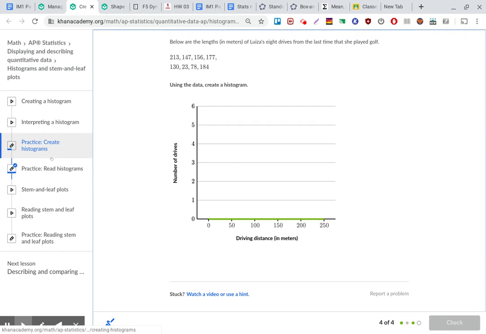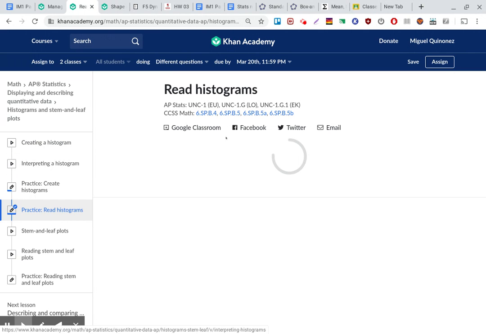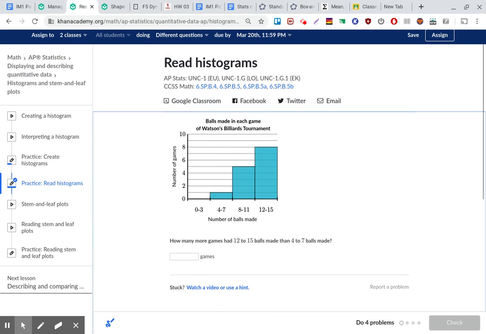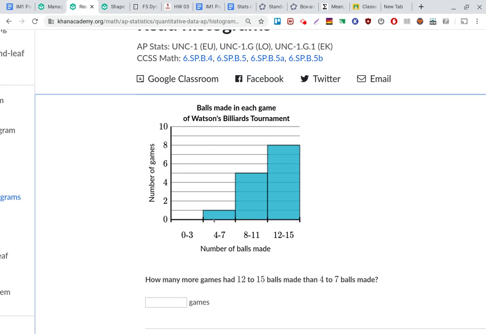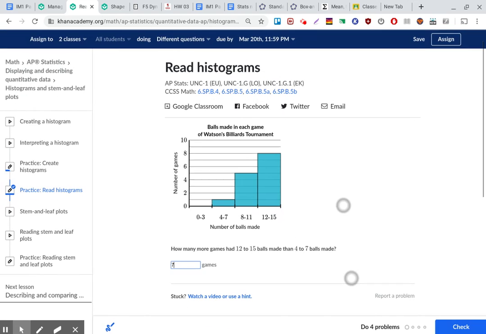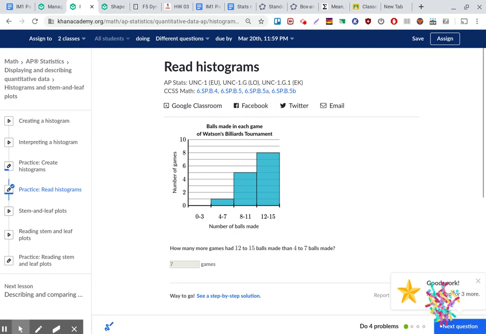All right, the next one is going to be reading a histogram. And in reading a histogram, the graph is already drawn, so you're just going to answer the question. How many more games had 12 to 15 balls than 4 to 7? So 12 to 15, there are 8 games. And from 4 to 7, there is 1. So basically, how much bigger is 8 than 1? 7. So you have to read it carefully. That's kind of a weird way to read that, but that's how you do it.